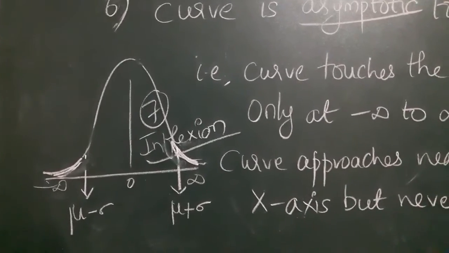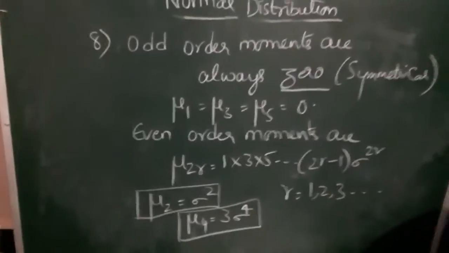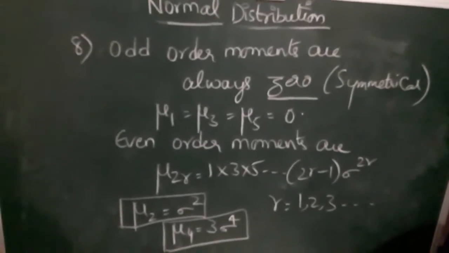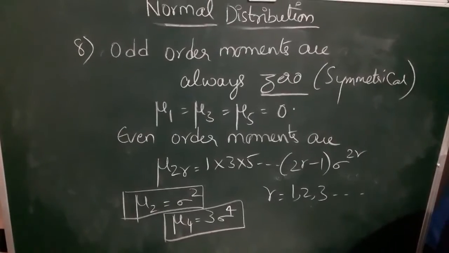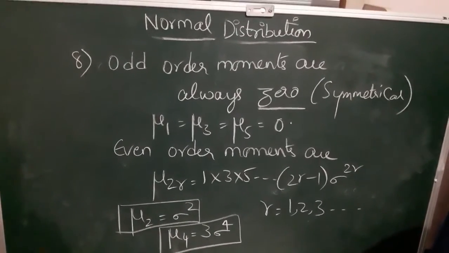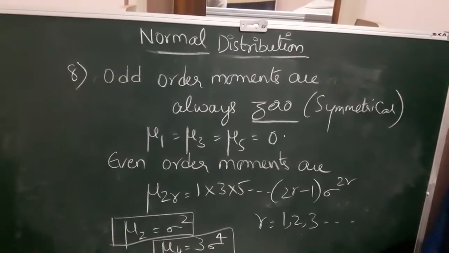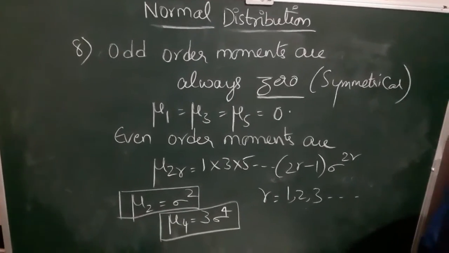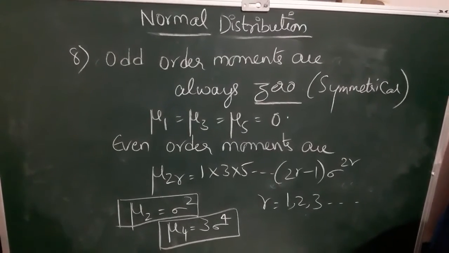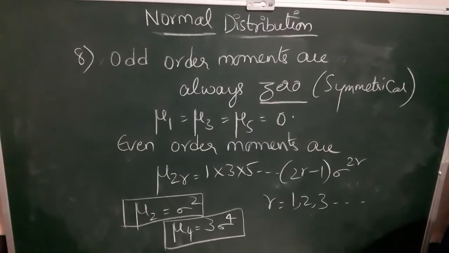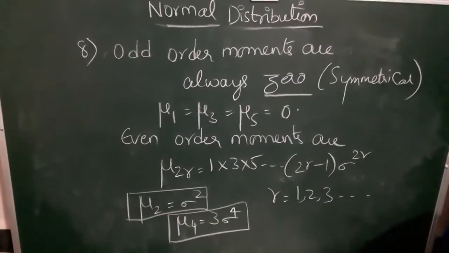Clear? So let us see property number 8. Look here, property number 8. The odd order moments are always 0. For a normal distribution, the odd order moments are always equal to 0. Why? Since the normal curve is symmetrical, and for a symmetrical distribution the odd order moments always become 0, right?